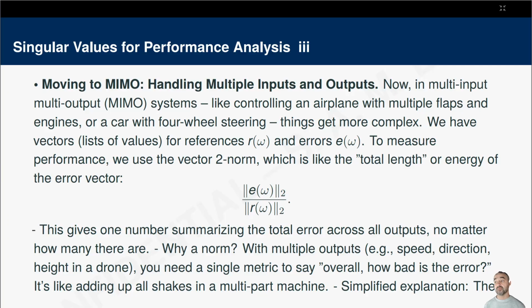This gives one number because we have vector 2 norms, summarizing the total error across all outputs, no matter how many there are. So why a 2 norm? Why a norm? Because with multiple outputs, like speed, direction, and height in a drone, you need a single metric to say overall how bad the error is. It's like adding up all shakes in a multi-part machine.